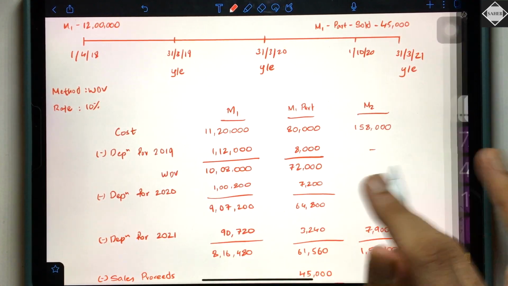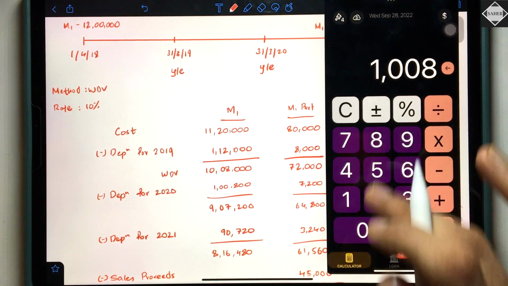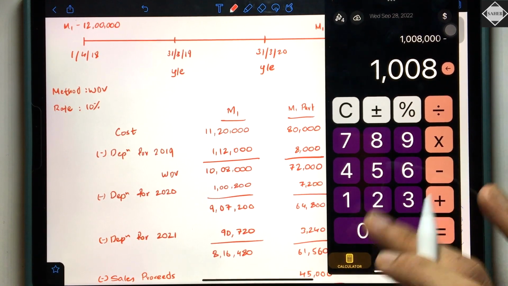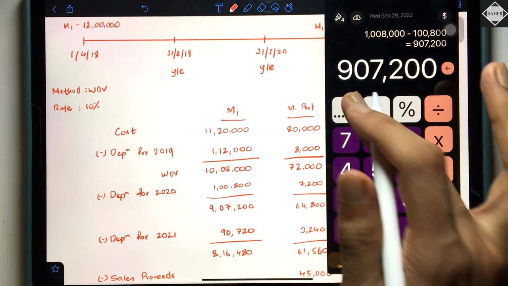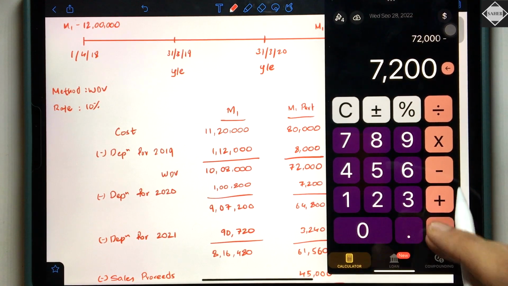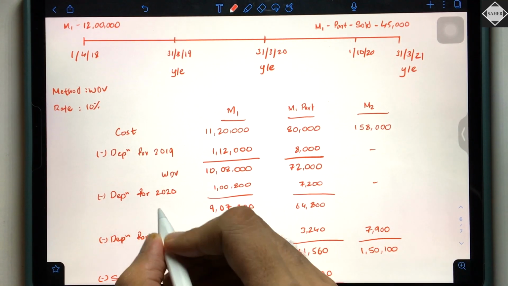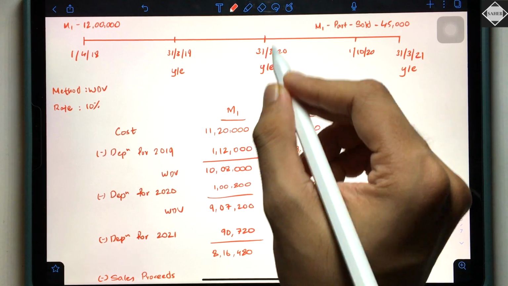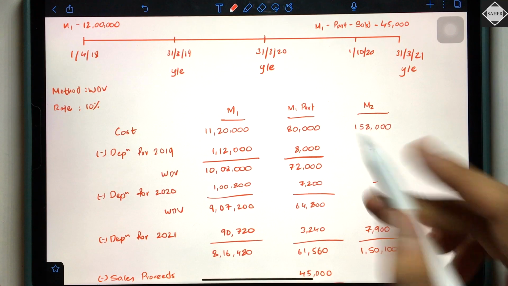Now 10 lakh 8,000, let's calculate this. 10 lakh 8,000 minus 1 lakh 800, that's equal to 9 lakh 7,200, right? And this also you subtract, 72,000 minus 7,200, that's equal to 64,800, isn't it? Yes. So here you have reached. This is the WDV at the year ended 2020. So you have reached over here. Now from here you have to go on to 1st October 2020 regarding the M1 part.